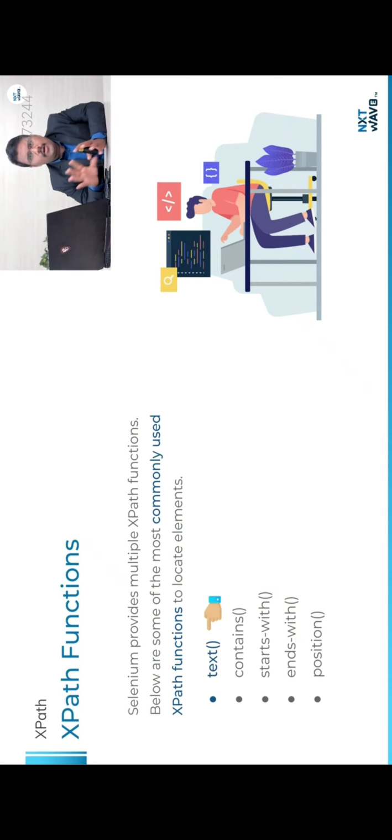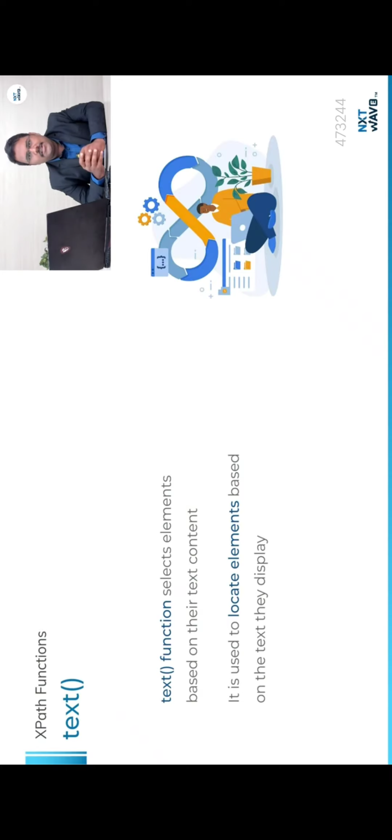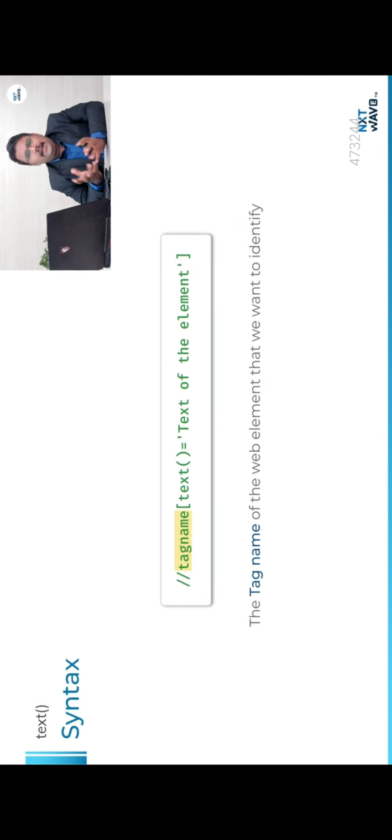Okay, so let's take a look at the first one, the text function in the XPath functions. This text function basically selects the elements based on their text content. So it's used to locate elements based on the text that is shown over here. Now the typical syntax of the text function looks something like this. You'll have double slash, the tag name, and in square brackets you'll mention the condition. And what is the condition? You'll mention the text function equal to whichever text you want to match.